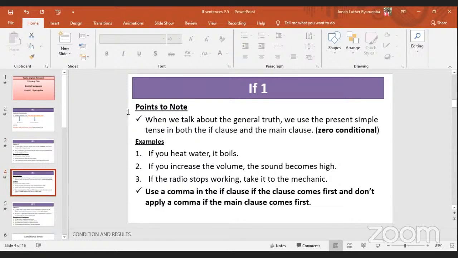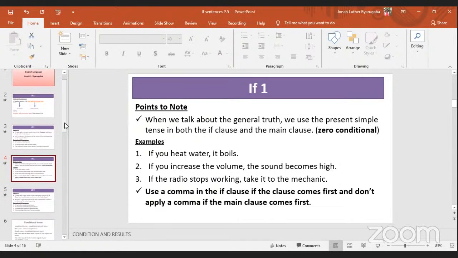This is now the zero condition. The zero condition is like if one, but it denotes things that are definite. It is when you do this, you get this. That's why we use the present simple in the if clause and even in the main clause. If you heat water, it boils. If you increase the volume, the sound becomes high. If the radio stops working, take it to the mechanic.